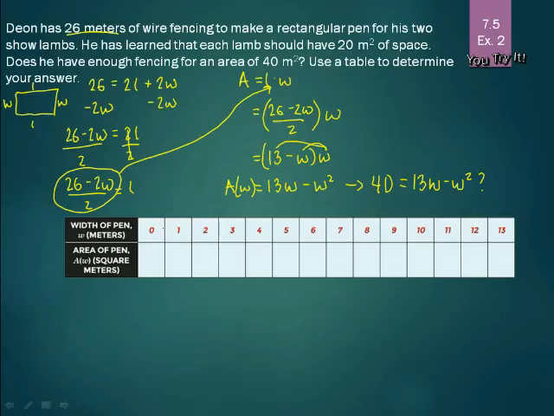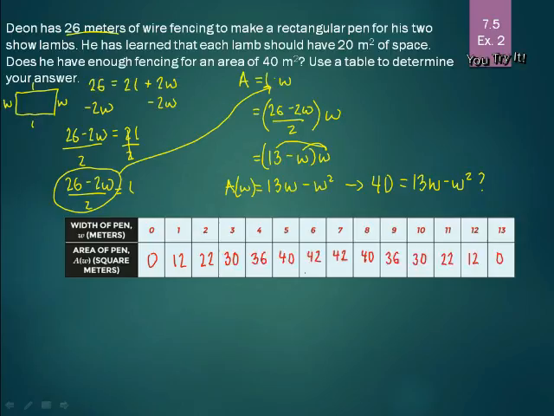If we put in 0, 13 times 0 is just 0, minus 0, that's just 0. Plugging in 1, 13 times 1 is 13, minus 1 squared is just minus 1. So 13 minus 1 is 12. 13 times 2 is 26, minus 2 squared, that's minus 4. So 26 minus 4 is 22, and so on. We'll just go ahead and plug in each of these W values.